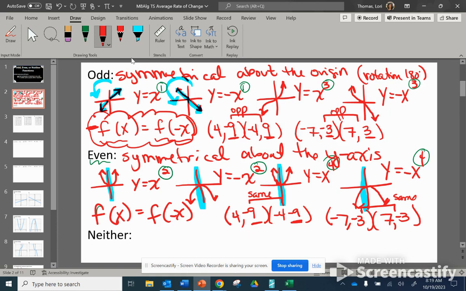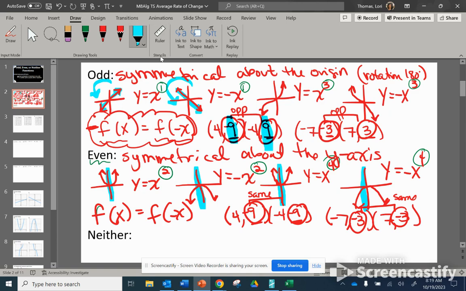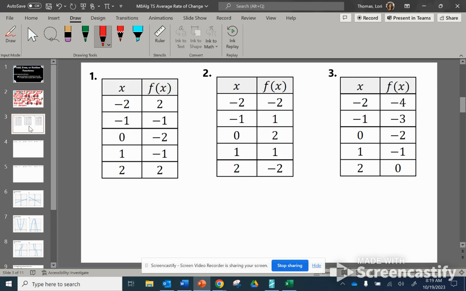So to be neither, neither of these occur. We don't have the same outputs as an even, and we don't have opposite outputs as we do in odd. So let's highlight this a little bit. So odd, our outputs are opposite in sign. For even functions, our outputs are exactly the same. So to give an example, if I look at 4 and negative 4, these are not going to be exactly the same, and they're not going to be opposite in sign either. So like 8 and I could just say negative 2. So to be neither is just, it does not follow the rule to be odd or the rule to be even. So now let's take a look and do some examples in our table.